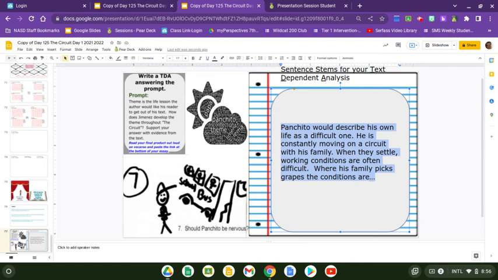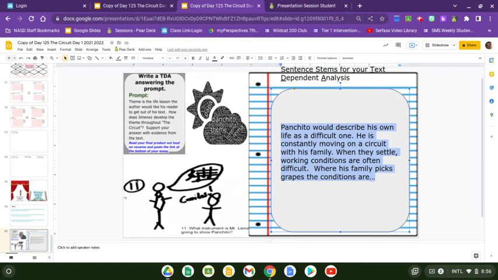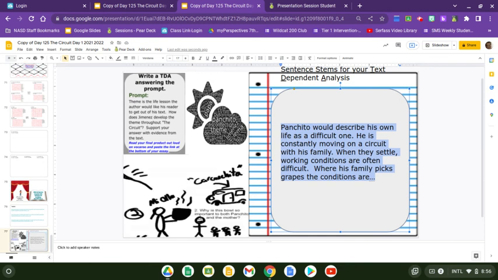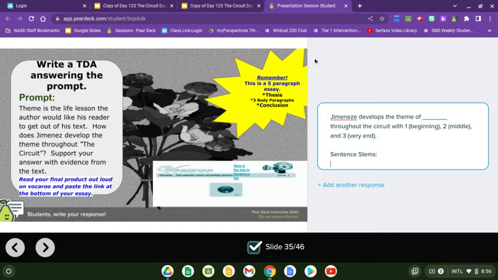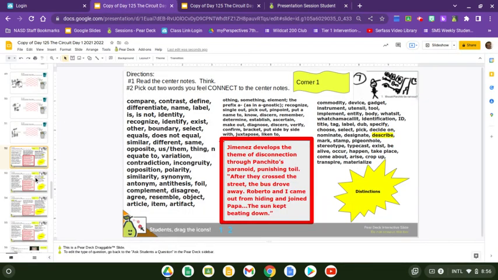Nice job. If you decided to use those sentence starters and those sentences, bravo. Maybe you've already got something going on, by all means. But now I'm going to take these and I'm going to put them right here by my sentence stems. Now, let's try the next one and see what we can get out of it.